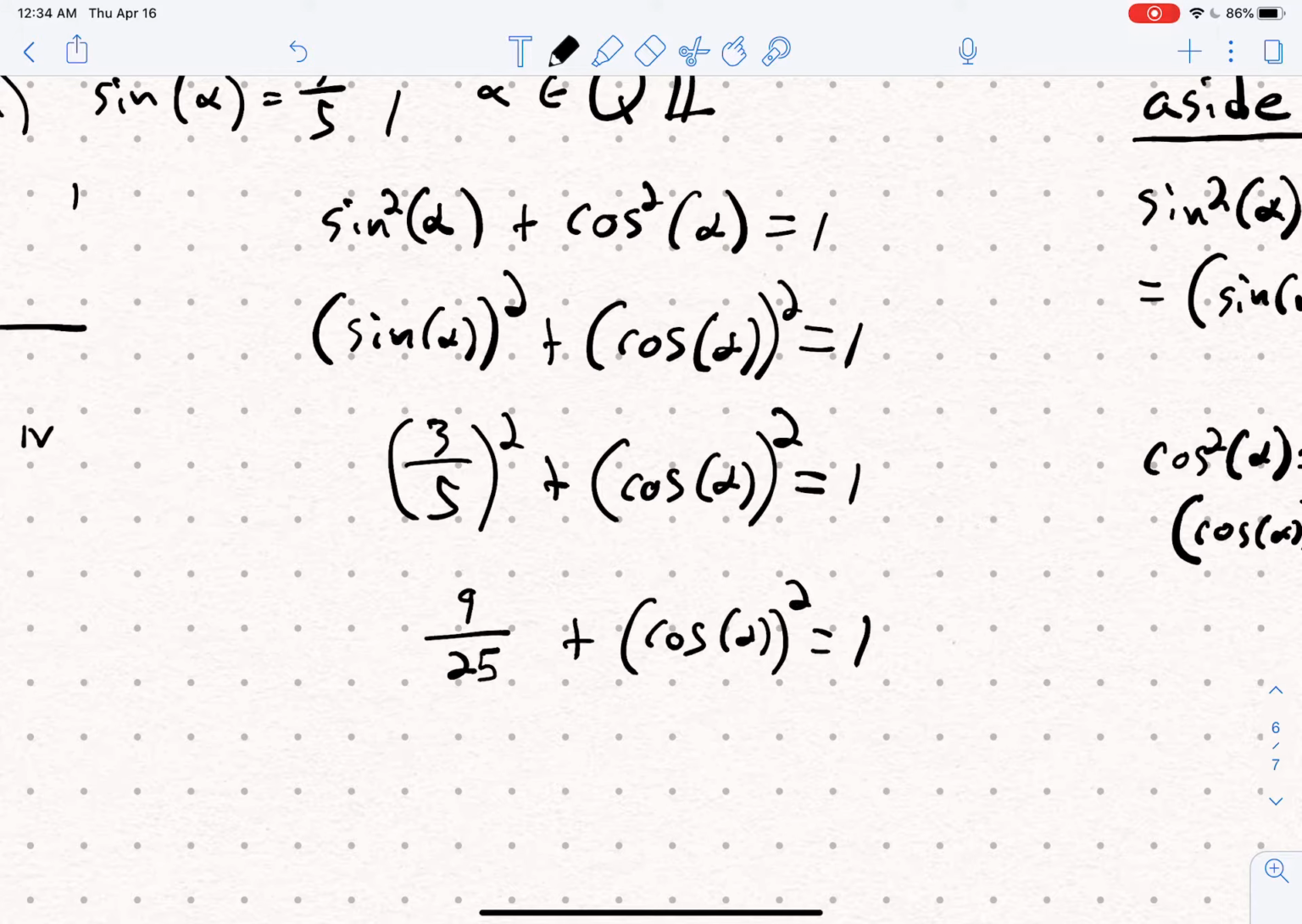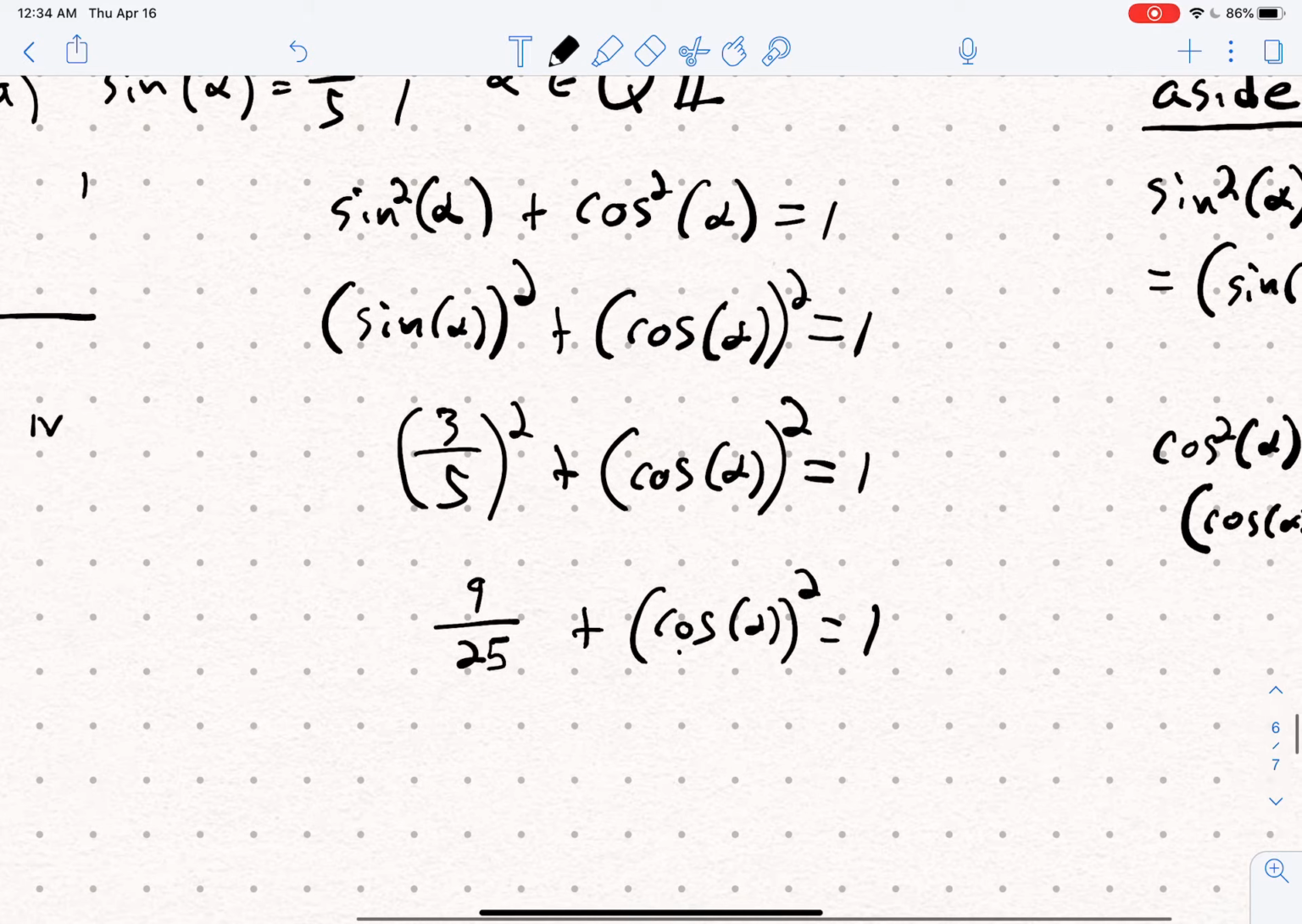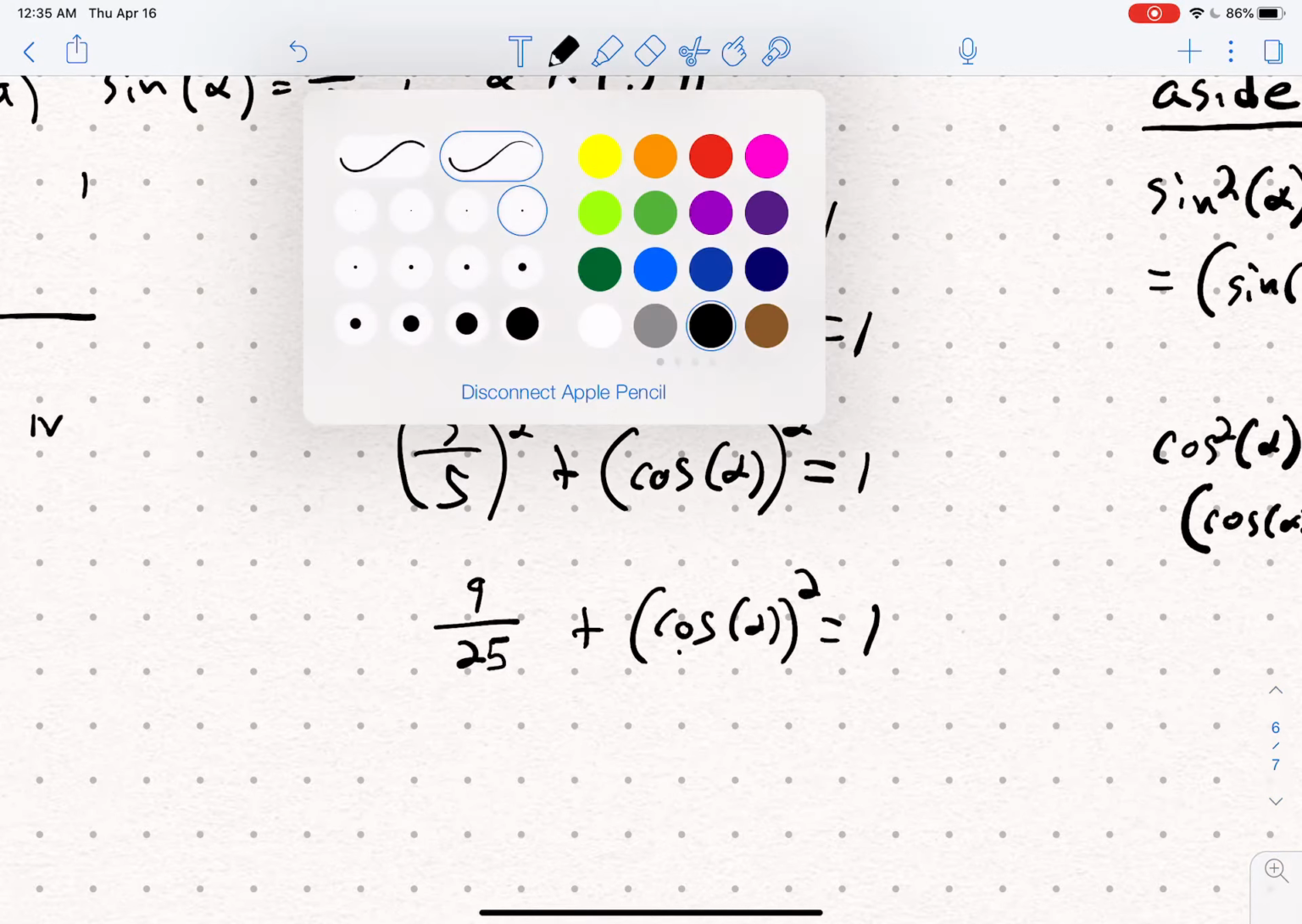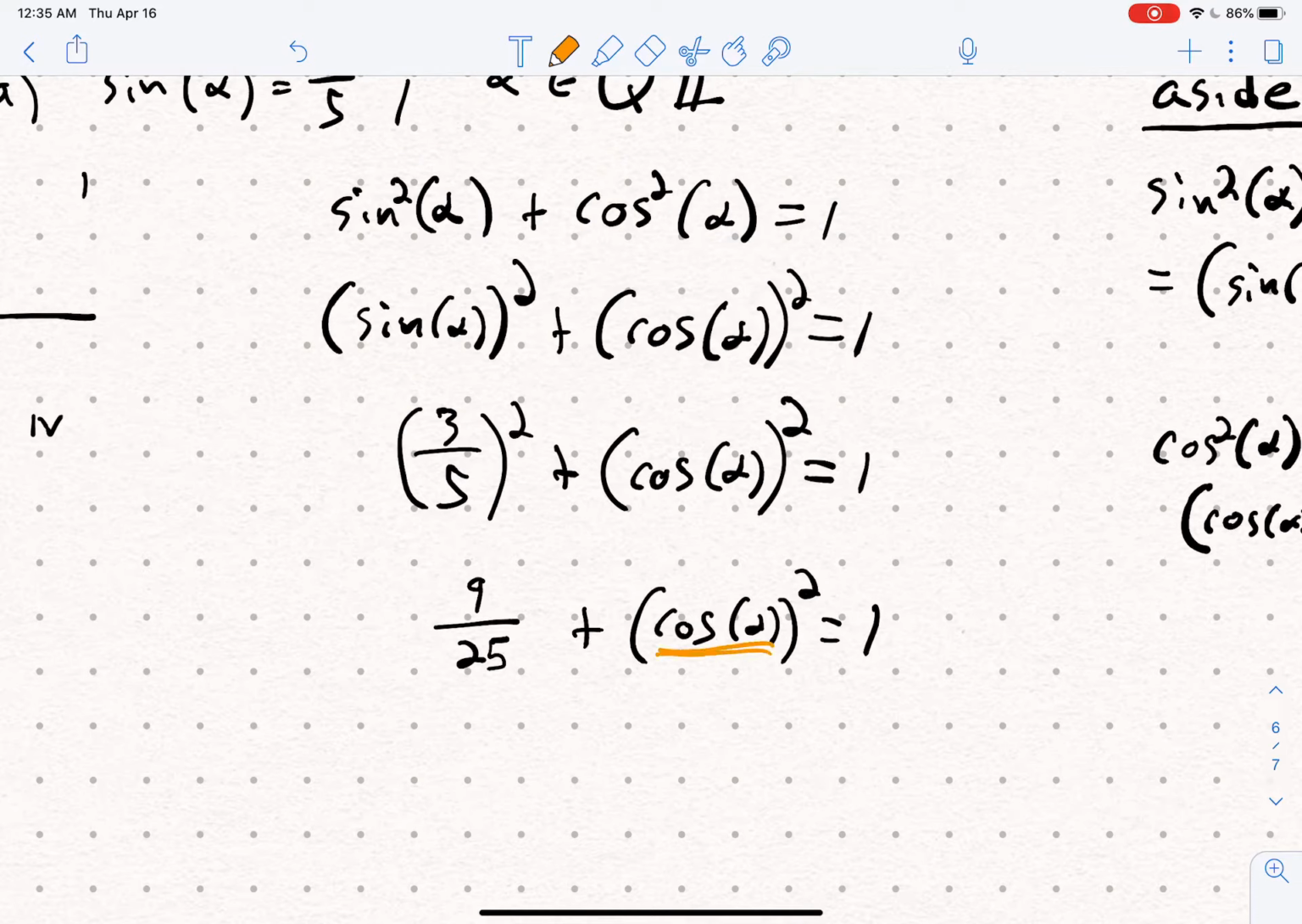I'm going to try to find cosine of alpha. We know sine of alpha, and if we can find sine, cosine, and tangent of alpha, then we should be able to use those with the double angle identities to find sine 2 alpha, cosine 2 alpha, and tangent 2 alpha. So let's solve this for cosine alpha. That's what we're after.